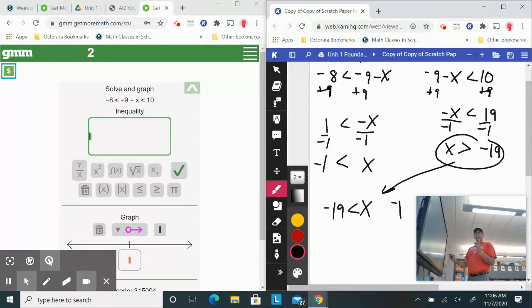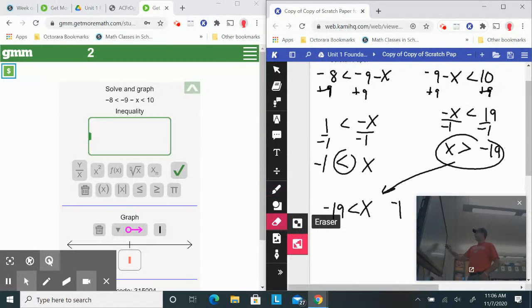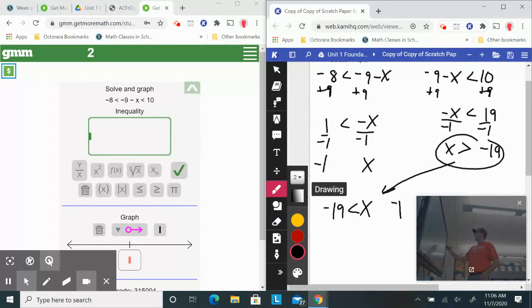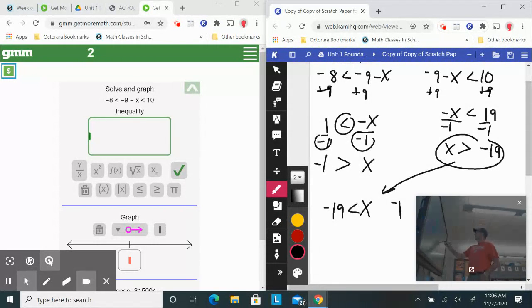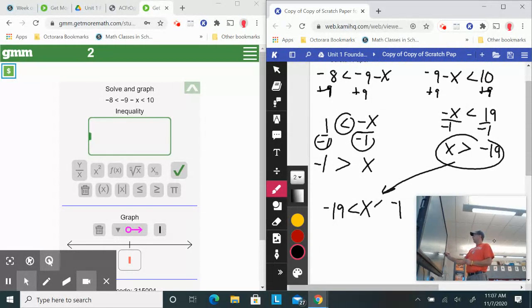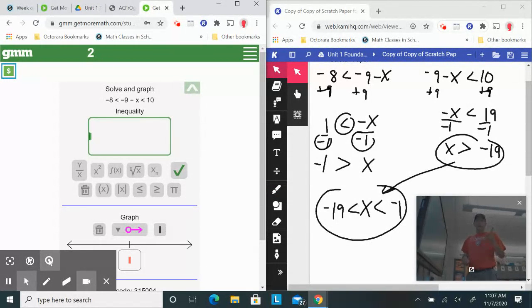Let me pause this and check it. Now I know what I did. I did not reverse this sign right here. So I need to take this sign, and that should be a greater than because I should have reversed this one because I divided by negatives. Now when I go to move the x first and the negative 1 second, I reverse the sign back to here. And this is what I want to type into my GMN section over here. I'll take a second and do that.